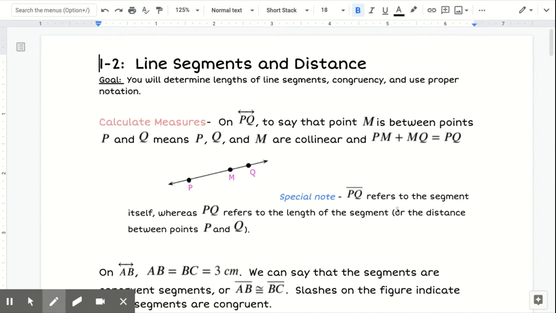One special note on the notation here: if you've got line segment PQ with the segment notation on top of it, that refers to the segment itself, whereas if you just say PQ and you leave off the line on the top, that's actually referring to the length of the segment, or the distance between points P and Q.